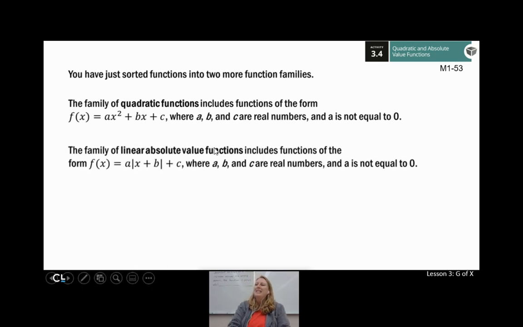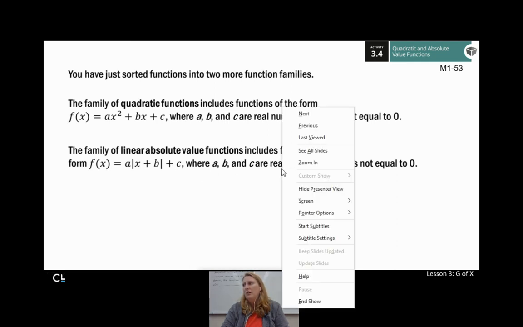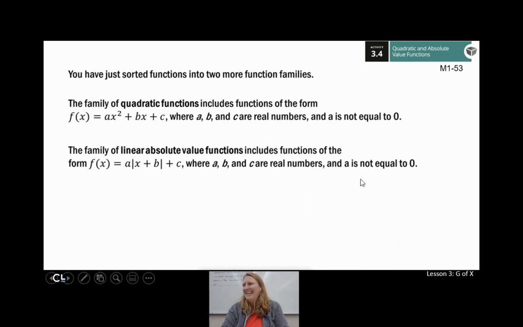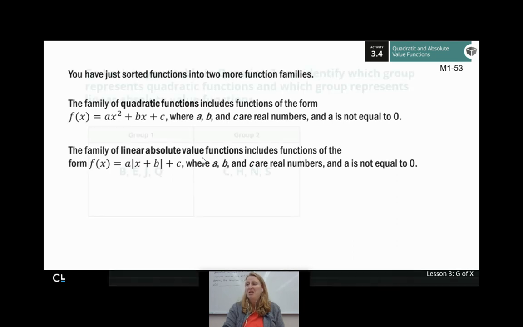The family of linear absolute value functions includes functions of the form f of x equals a times the absolute value of the sum of x and b, plus c, where a, b, and c are real numbers. Oh, sorry, I bumped that. And a is not equal to 0. So those guys are the absolute value functions. That makes sense. Absolute value symbol, absolute value functions. That feels fair to me.